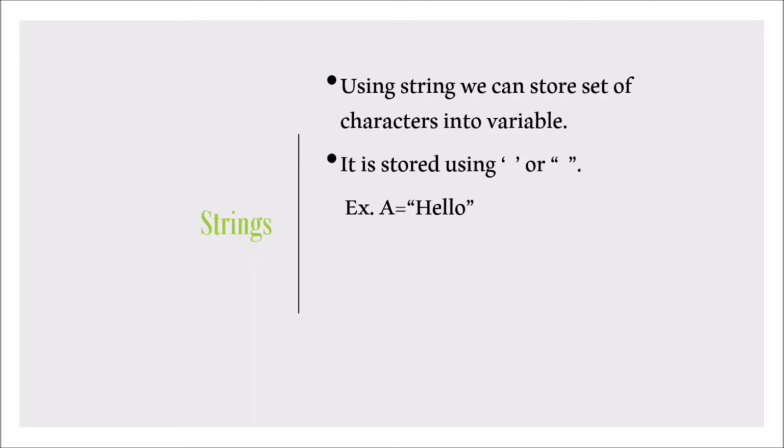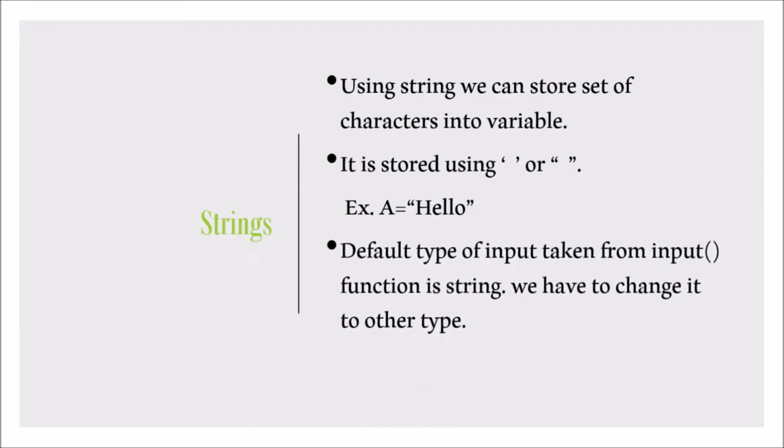If you want to store a string in a variable, it can be stored by putting it in single inverted commas or double inverted commas. For example, the word hello is saved in a as a is equal to "hello" in double inverted commas. Now see, the default type of input taken from the input function is a string. As I have explained earlier, input from the input function is a string, so we have to change it to another type like float or integer.